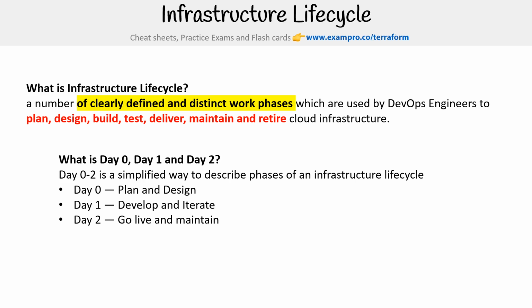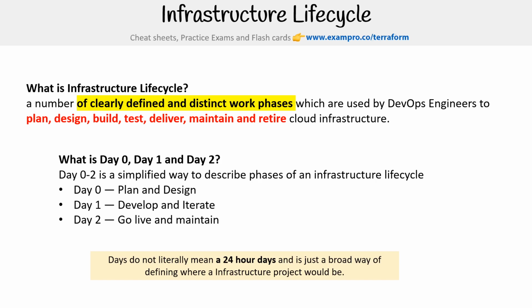And the idea of mentioning day 0, 1, and 2 is to say, well, when does IaC start? And the idea is it starts on day 0, okay? The days do not literally mean a 24-hour day. It's just a broad way of defining where in the infrastructure project we would be, okay?